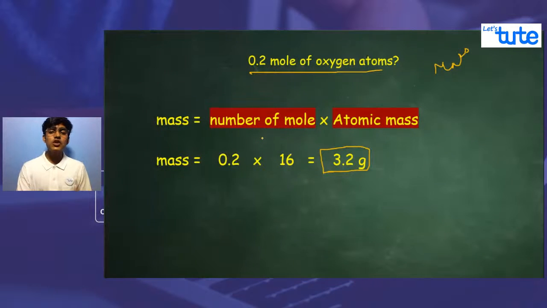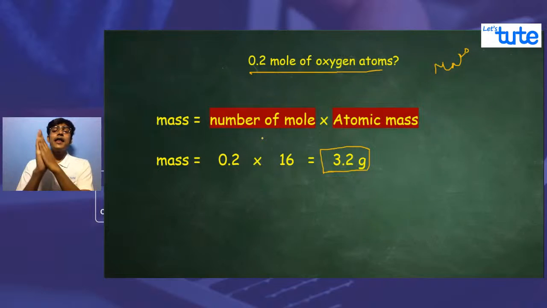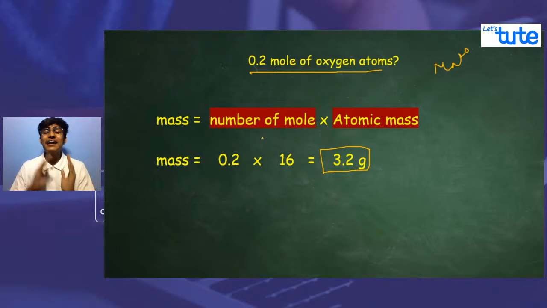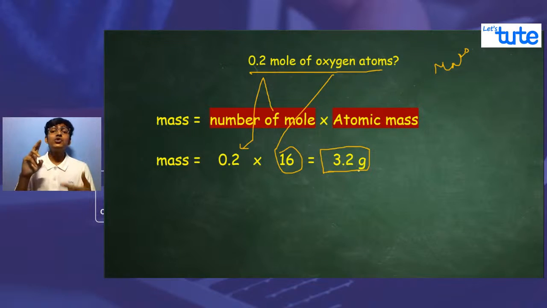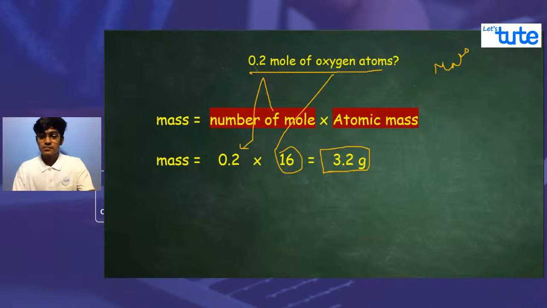So the mass of 0.2 moles of oxygen is found by simply multiplying the number of moles by the atomic mass. We know the atomic mass of oxygen is 16 u, and the number of moles is given to us. We just substitute it in the equation and we get the answer as 3.2 grams.